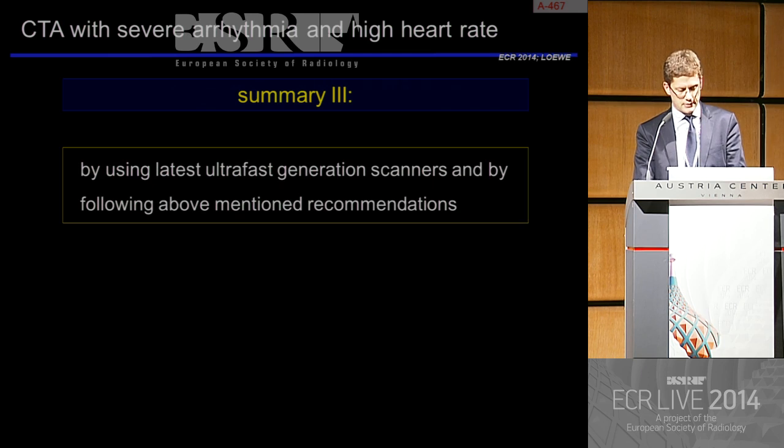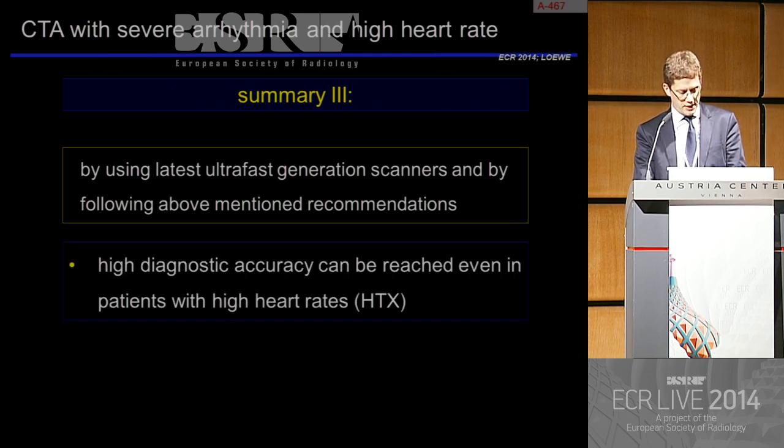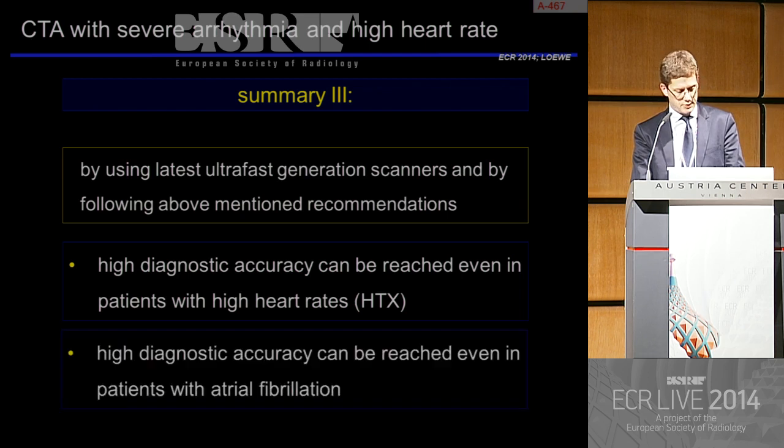By using the latest ultrafast generation scanners and the above mentioned recommendations, we can still reach a high diagnostic accuracy even in patients with high heart rates or after heart transplantation, and even in patients with atrial fibrillation.